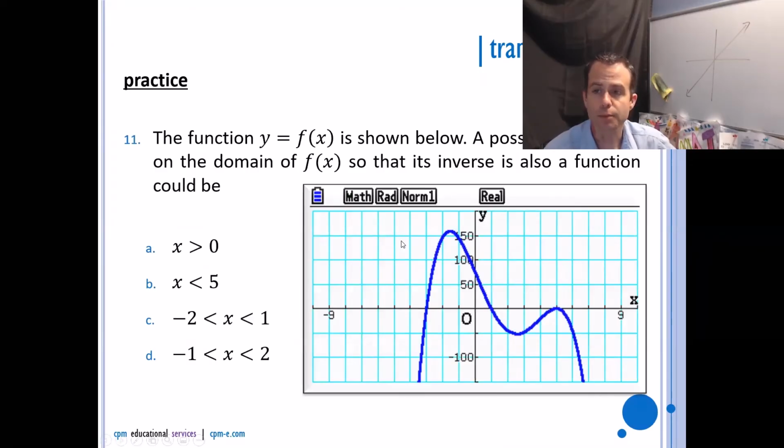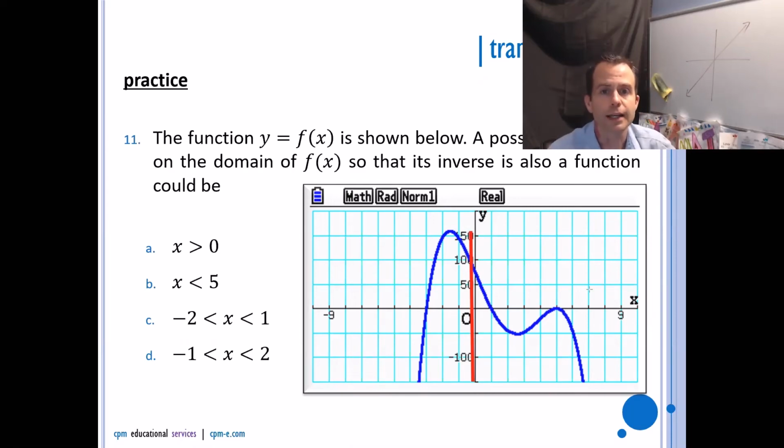What is a possible restriction on this domain? Well, x is greater than 0. If I was to look at that, let me just put a line there for a sec to help you out. If I showed you x is greater than 0, I'd be looking at everything over here. Well, that includes this guy and this guy. Both of those are changes of direction, so the inverse of that wouldn't be a function.